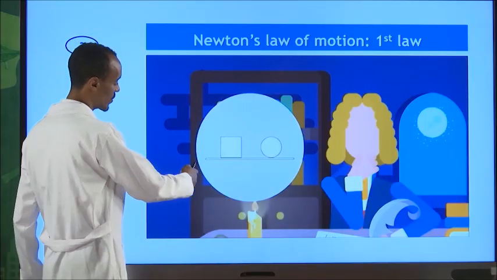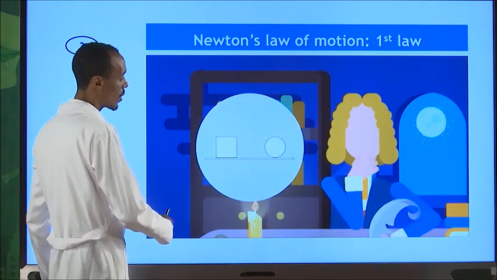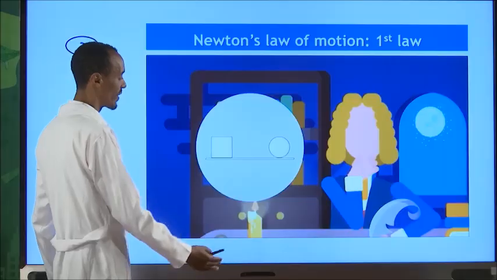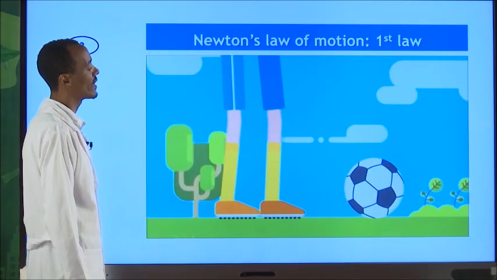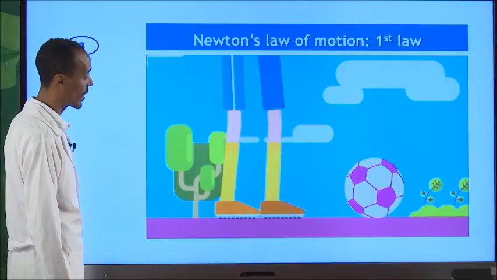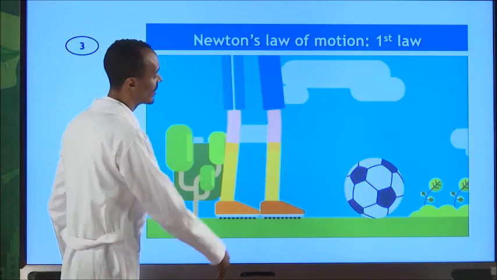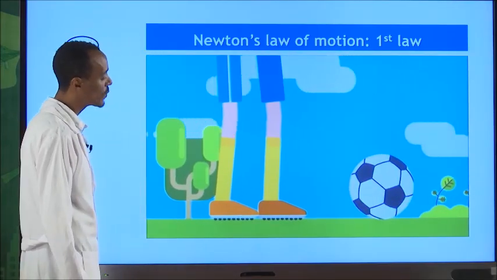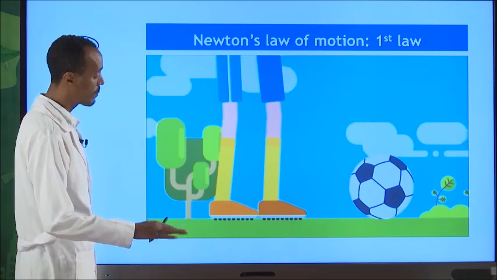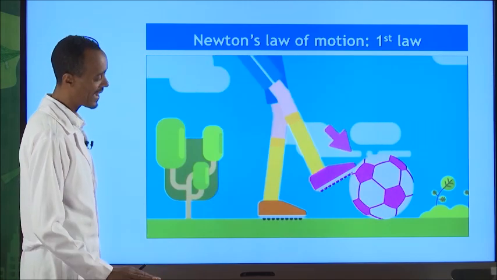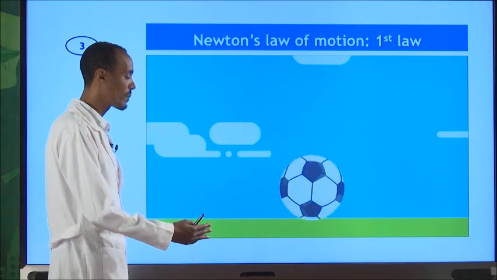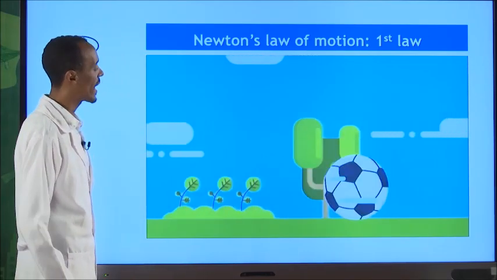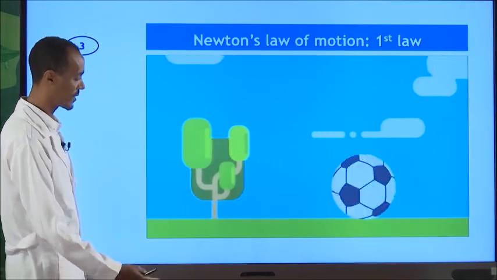But if the force is applied on it, the object starts moving. You see, if they are interacting, then there is a force between them, as we have seen. Now the ball is at rest, students. Unless we apply force on it, the ball will remain at rest. But when the force is applied, when the ball is kicked, it will start moving.